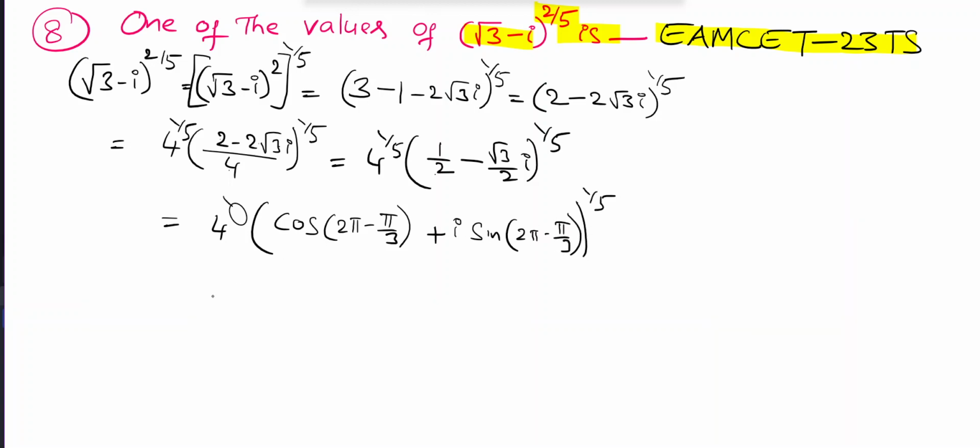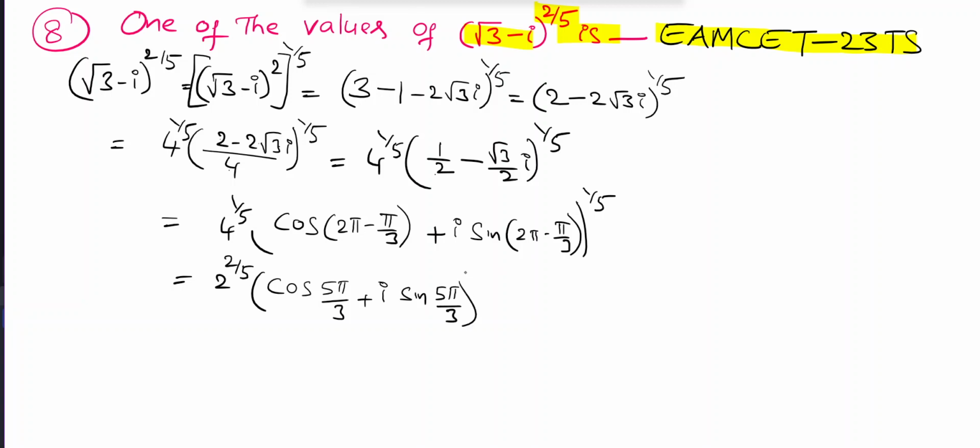Whole to the power of 1 by 5. That is equal to 4 to the power of 1 by 5, which is written as 2 to the power of 2 by 5, into cos of 2 pi minus pi by 3. This is 6 pi minus pi by 3, so this value is cos 5 pi by 3 plus i sin 5 pi by 3, whole to the power of 1 by 5.